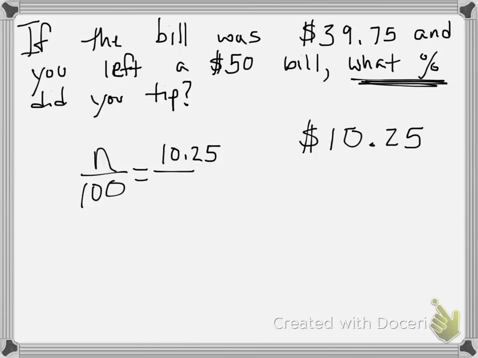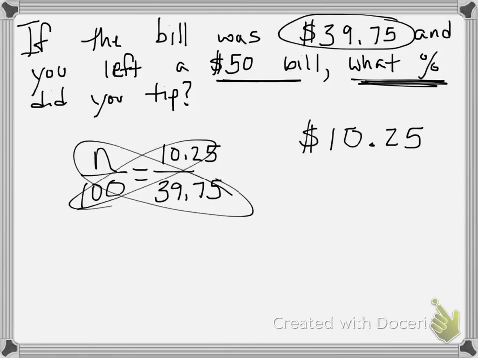That's our difference. Now, the original amount of money is not the $50 that they leave. The original amount of money up here is the $39.75. That's what the bill was. Once we have this figured out, that was the hard part. Now we're just cross multiplying.